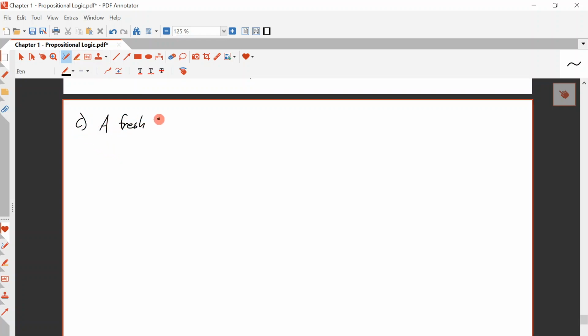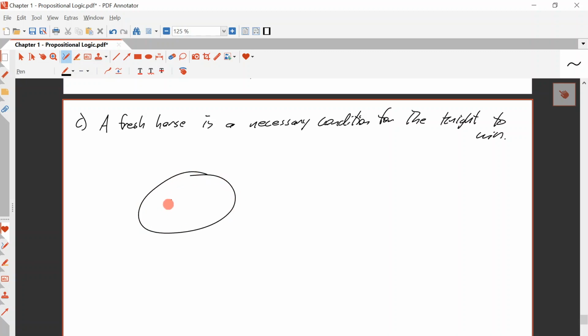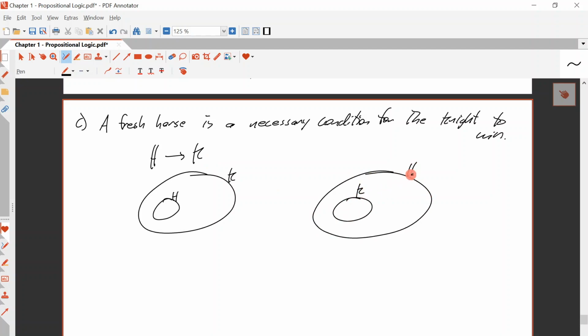A fresh horse is a necessary condition for the knight to win. A fresh horse is a necessary condition, not sufficient, necessary condition. Right, so fresh horse, right, knight wins. This is fresh horse implies knight wins. This is knight wins implies fresh horse. Knight wins implies fresh horse.